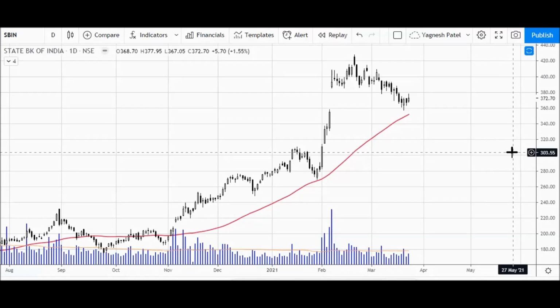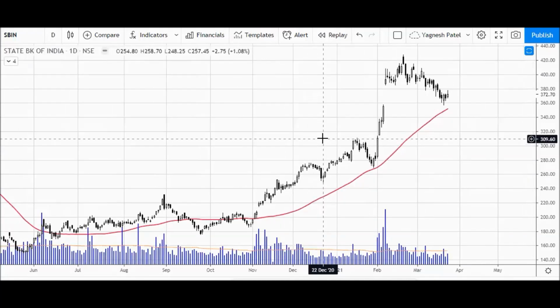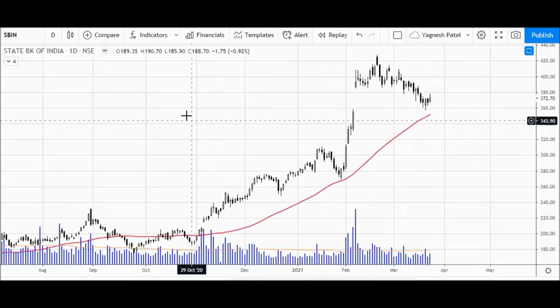We are going to study simple tools and analyze one particular stock, and the stock name is SBI, State Bank of India. We will do a simple study and I will show you something further advanced also. So let's start with the analysis part.